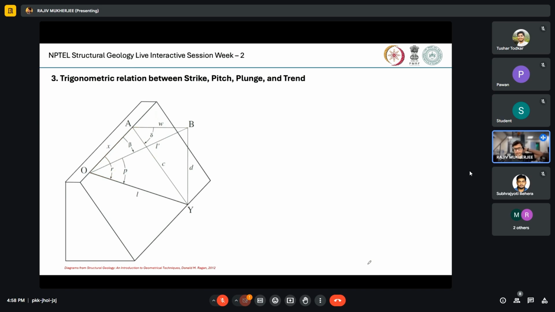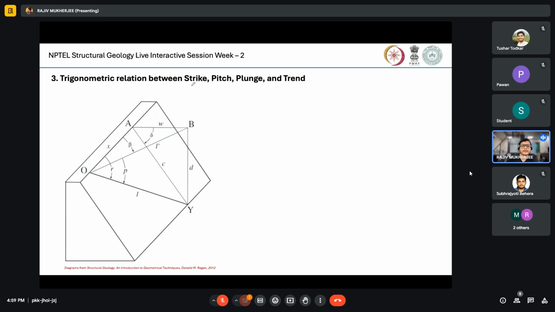Okay, so coming to the third and the last derivation for today's discussion, which is the trigonometric relation between strike, pitch, plunge, and trend. Right. So we have this master diagram here, and this diagram has been taken from this very informative and exhaustive book called Structural Geology: An Introduction to Geometrical Techniques, which is written by Donald M. Ragan. I urge every one of you to please look into this book. It's very informative.